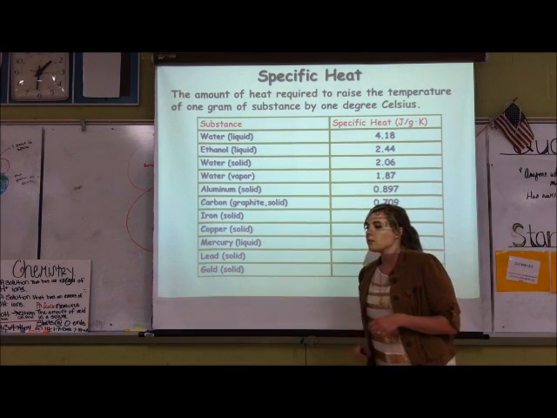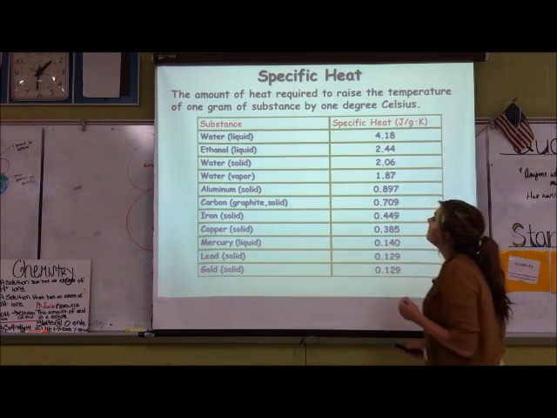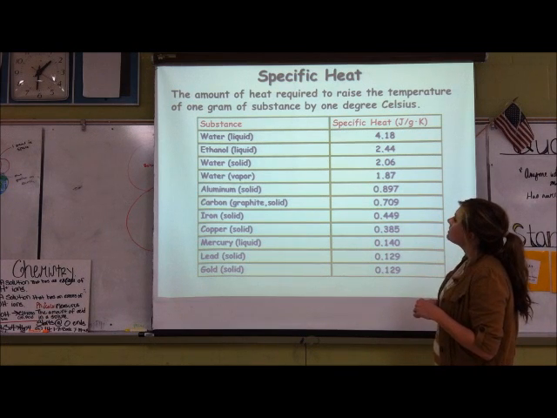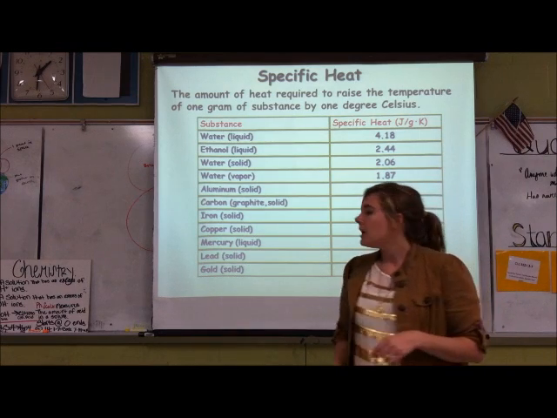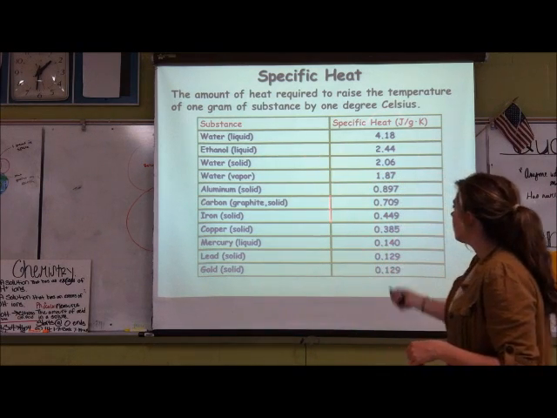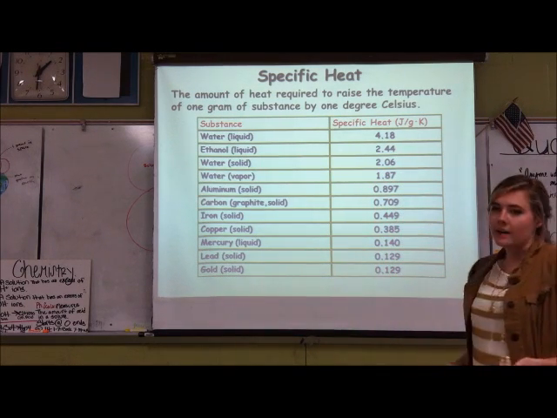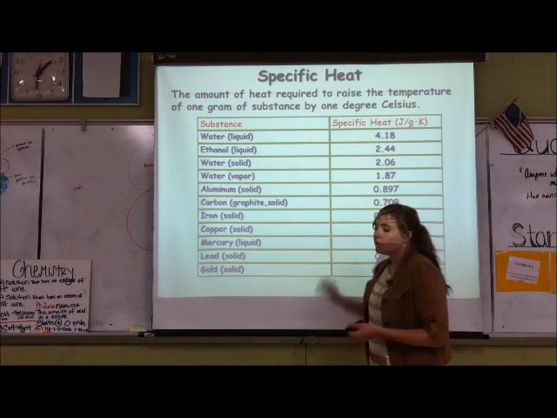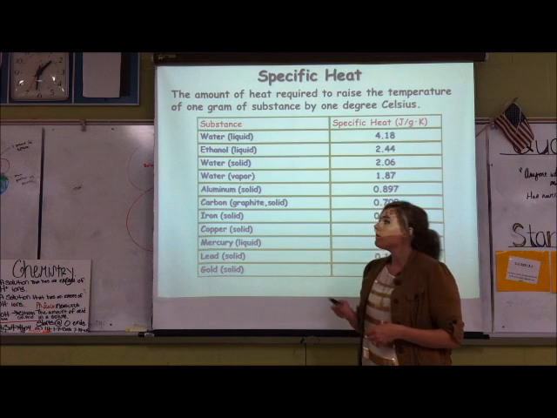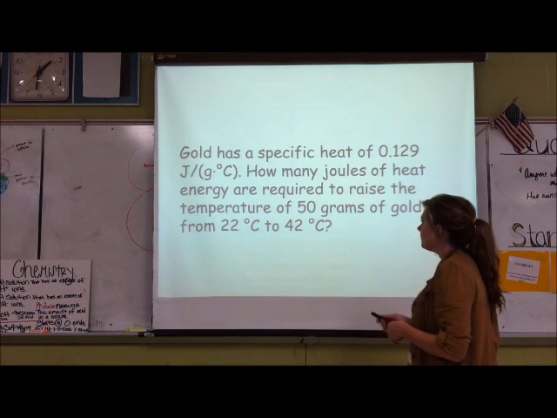Here's that chart that you will see on your notes. Specific heat is the amount of heat required to raise the temperature of 1 gram of a substance by 1 degree Celsius. And here's a list of materials that we're going to use in this class. We're not going to use anything else unless I give it to you in the problem specifically. So let's go ahead and try a problem.